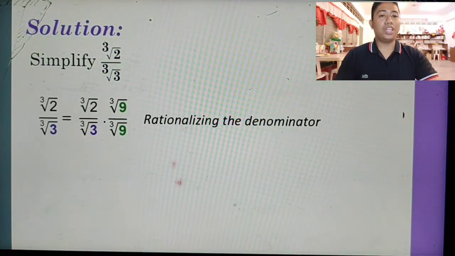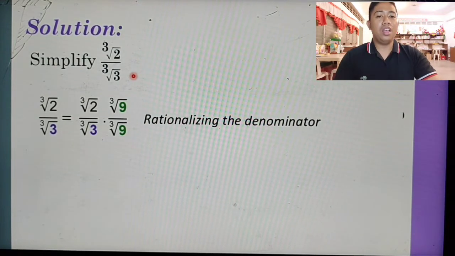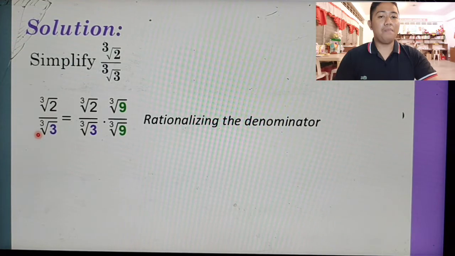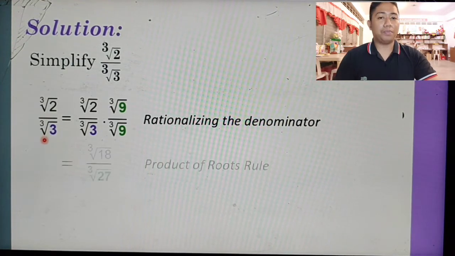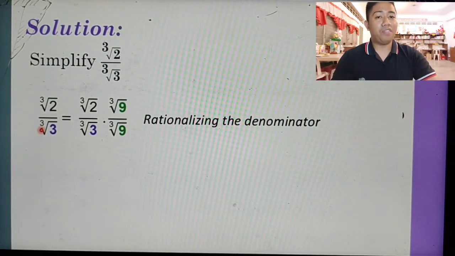So our objective is to simplify this kind of radical expression. The first step is to determine the denominator, which is the cube root of 3. We know that the index of this radicand is a cube root.